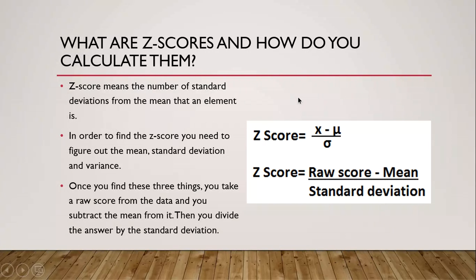What are z-scores and how do you calculate them? Z-score means the number of standard deviations from the mean that an element is. In order to find the z-score, you need to figure out the mean, standard deviation, and variance. Once you find these three things, you take a raw score from the data and you subtract the mean from it. Then you divide the answer by the standard deviation, as you can see over here where the formula is.